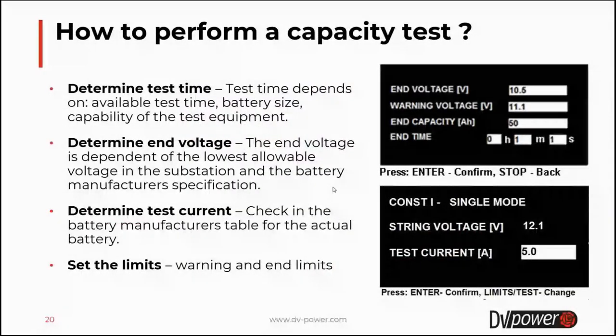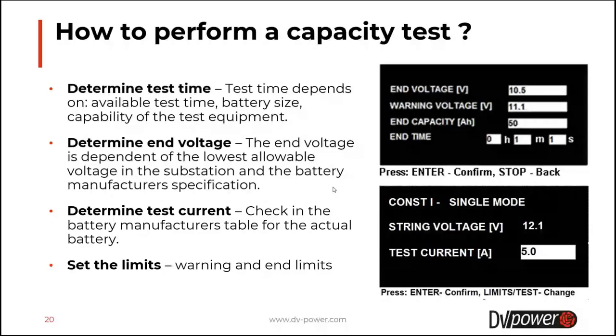How to perform a capacity test? Well, after connecting the BLU, or the battery load unit, to the battery, we have a list of parameters we have to determine before performing the capacity test. As we already said in previous slides, we have to determine test time and voltage, test current, and of course set the limits. Test time depends on available test time, battery size, and capability of test equipment. The end voltage is dependent on the lowest allowable voltage in the substation and the battery manufacturer specification.